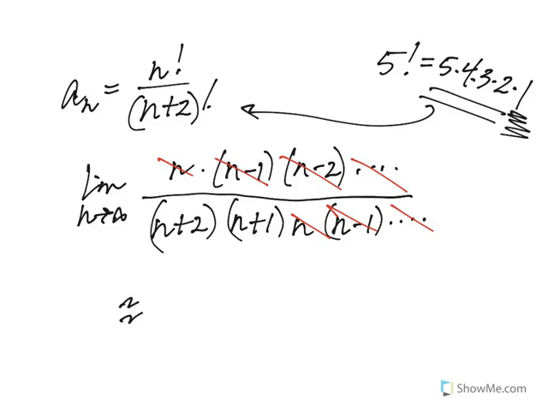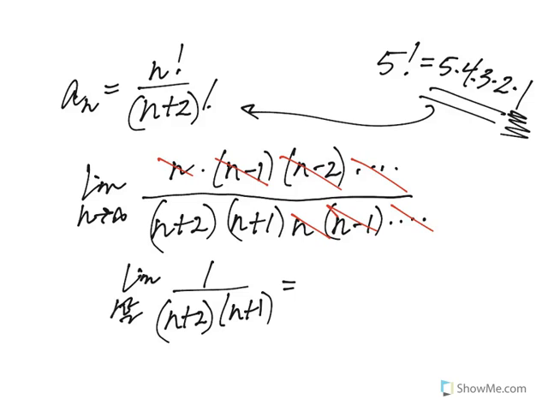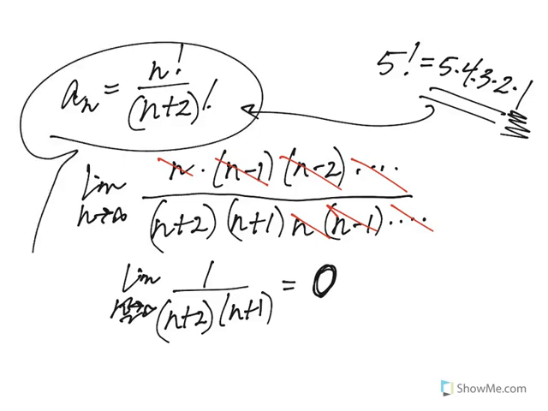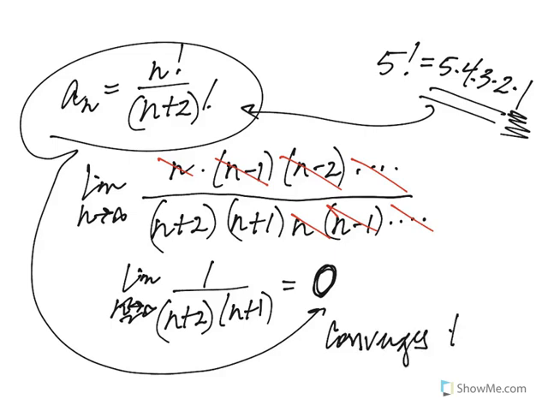And so this is essentially 1 over (n plus 2)(n plus 1). And if I take the limit then, as n goes to infinity, it is bottom heavy. And again, this sequence converges to that numeric value. It converges to 0.